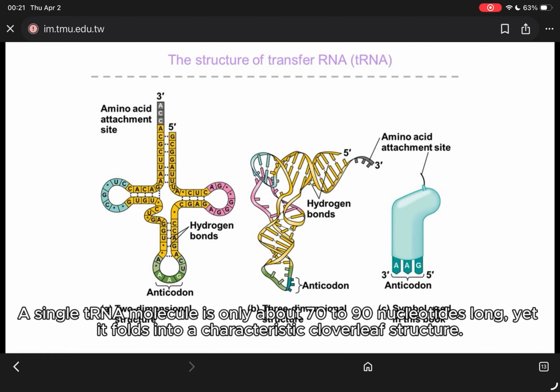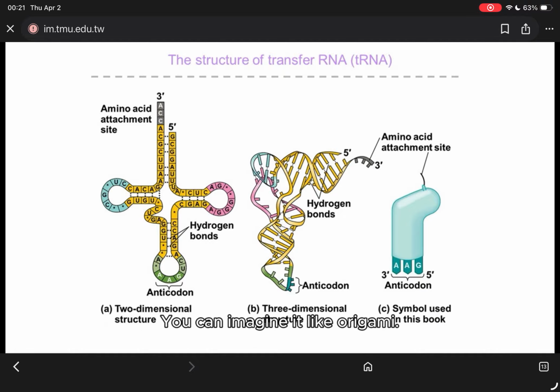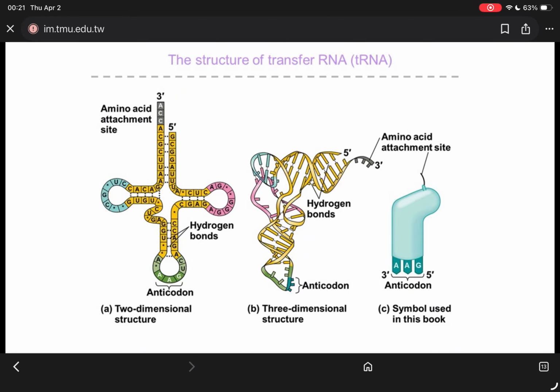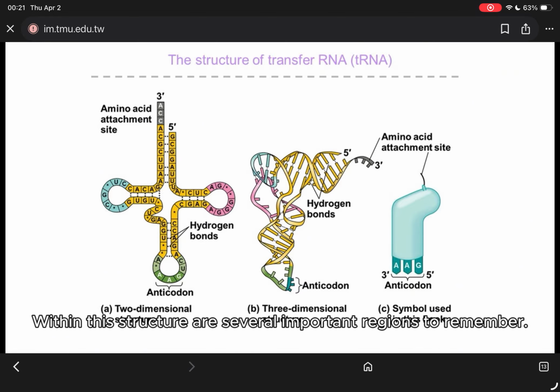A single tRNA molecule is only about 70 to 90 nucleotides long, yet it folds into a characteristic cloverleaf structure. You can imagine it like origami. After a precise series of folds, the molecule takes on a 3-leaf shape. Within this structure are several important regions to remember.